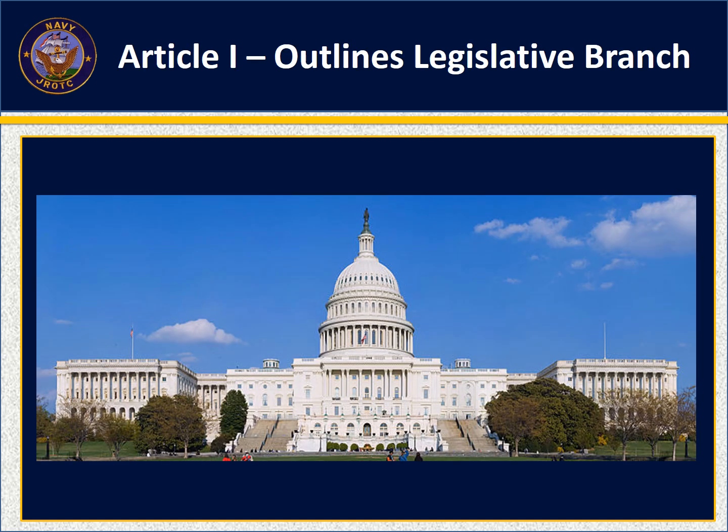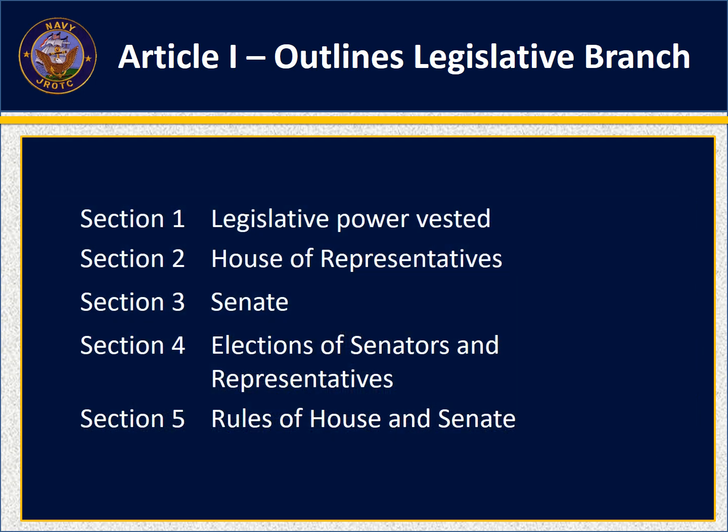So, okay, Articles of the Constitution. Article 1 outlines the legislative branch. Legislative branch is the Congress, the House of Representatives, and the Senate. Section 1 vests the legislative power. It establishes it. Section 2 establishes the House of Representatives. Section 3 establishes the Senate. Section 4 is elections of senators and representatives, and Section 5 the rules of the House and the Senate, which are their basic operating rules.